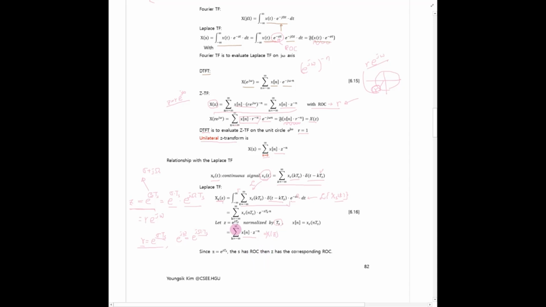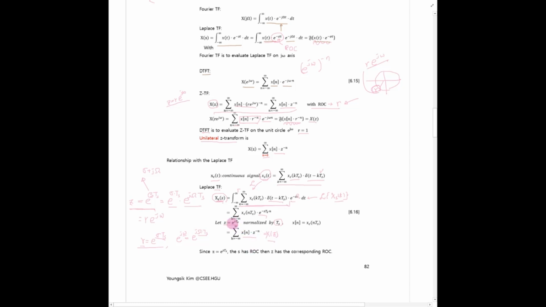Now compare the relationship between the Laplace transform and the z transform. You know that this one is actually the Laplace transform for the sampled signal, and we just replace the change of variable of this one by this variable. Let z be e to the sTs, normalizing the factor of the e to the s. Then it just becomes the z transform. Just a change of variable.